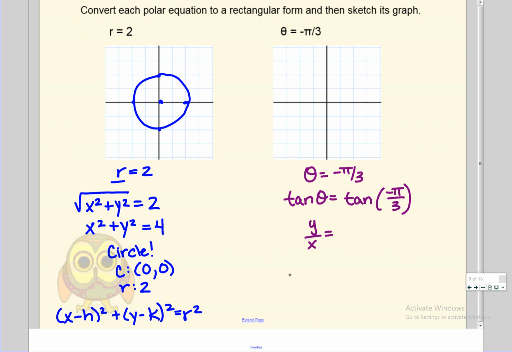Tangent of negative pi over 3 is something you can simplify. The negative angle, can I get rid of it or bring it out front? Bring it out front. Tangent is odd. Okay, does anybody know what the tangent of pi over 3 is equal to from your unit circle? It is square root 3, yeah, that's right.